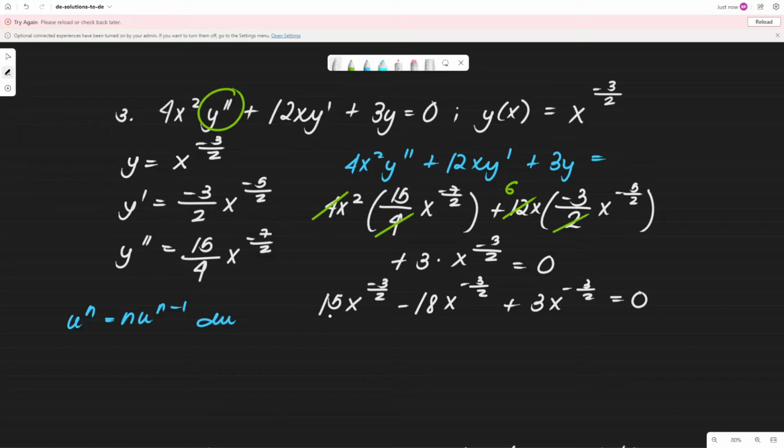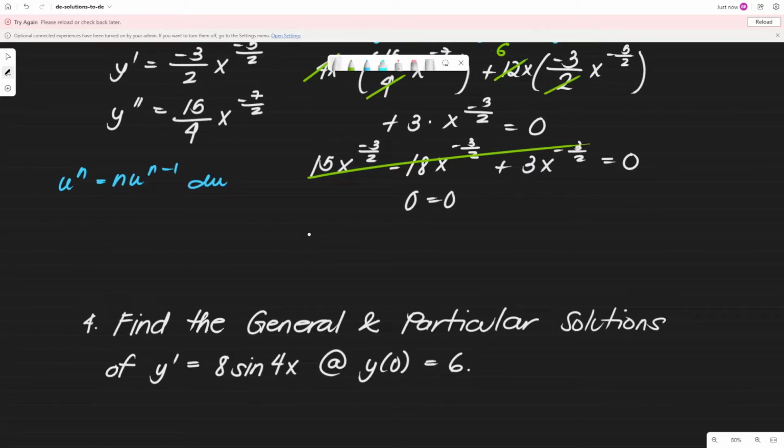Alam naman natin, 15, same yung variable. So we can simplify the coefficients. We have 15 minus 18 that is negative 3 plus 3 is equal to 0. So cancel na ulit to. So we have 0 is equal to 0. Meaning, y of x is a solution.